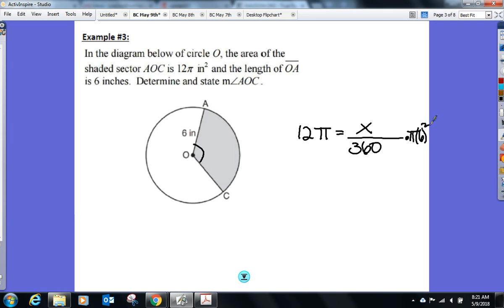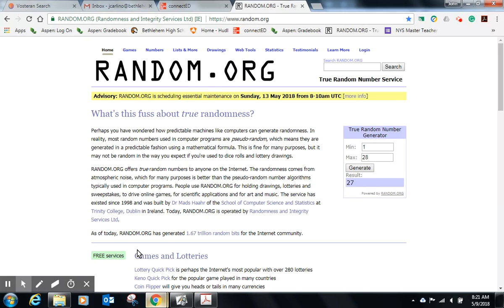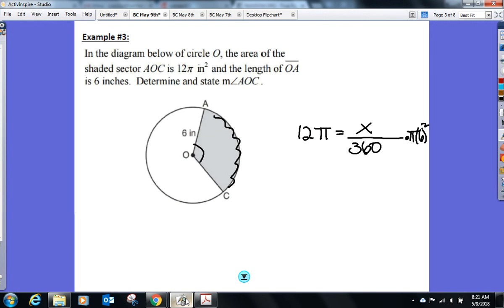Now, everyone, do you realize when you find x, you'll be finding the measure of AC? Even though they didn't ask for the measure of arc AC, why is x going to be my final answer? Because they're asking for angle AOC. So because you're finding the measure of the arc right now, why is that also the measure of the angle? There we go. Everyone good?